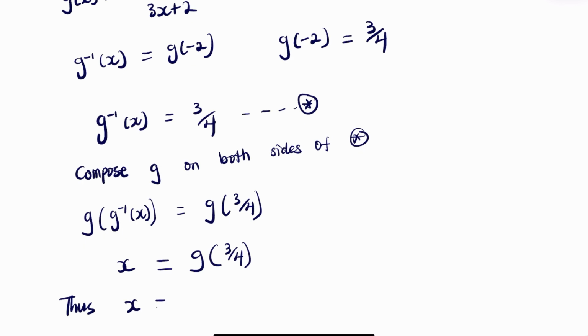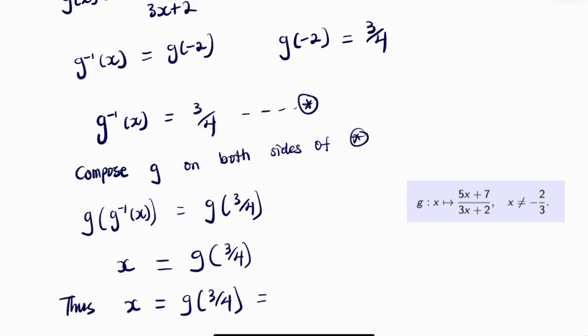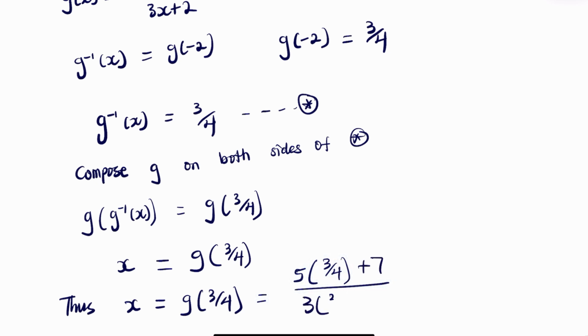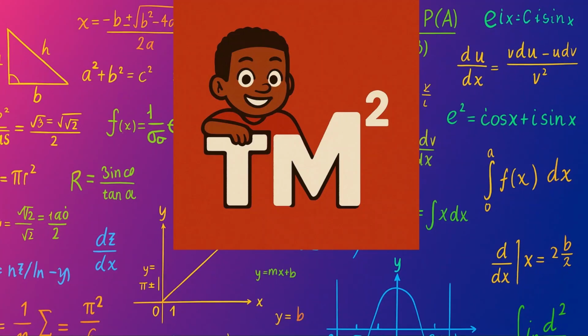Thus x is now equal to g(3/4), but g(x) is defined to be this guy, right? And so g(3/4) will be giving us (5 times 3/4 + 7) divided by (3 times 3/4 + 2). Simplifying this, we have x is equal to 43/17.